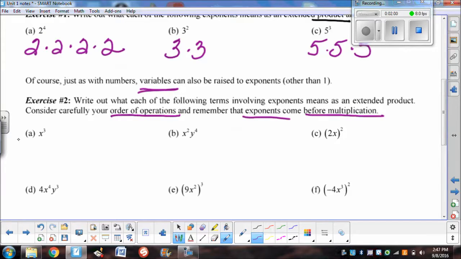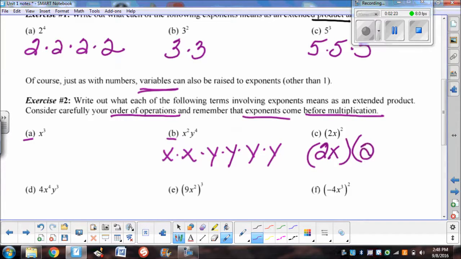So I'm going to have you do what x to the 3rd means. x squared times y to the 4th means x times itself 2 times and y times itself 4 times. Now what about letter C? So this means 2x is in parentheses and that's being squared. So that means 2x times itself.